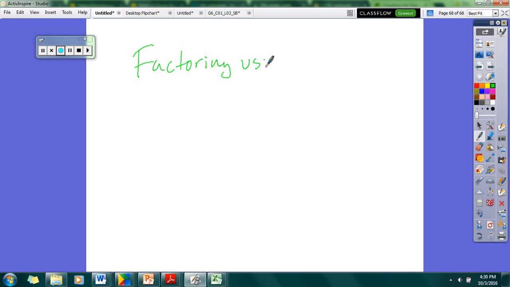Today I'm going to go over factoring using the distributive property. Okay, so basically, factoring using the distributive property allows us to do some mental math, okay?